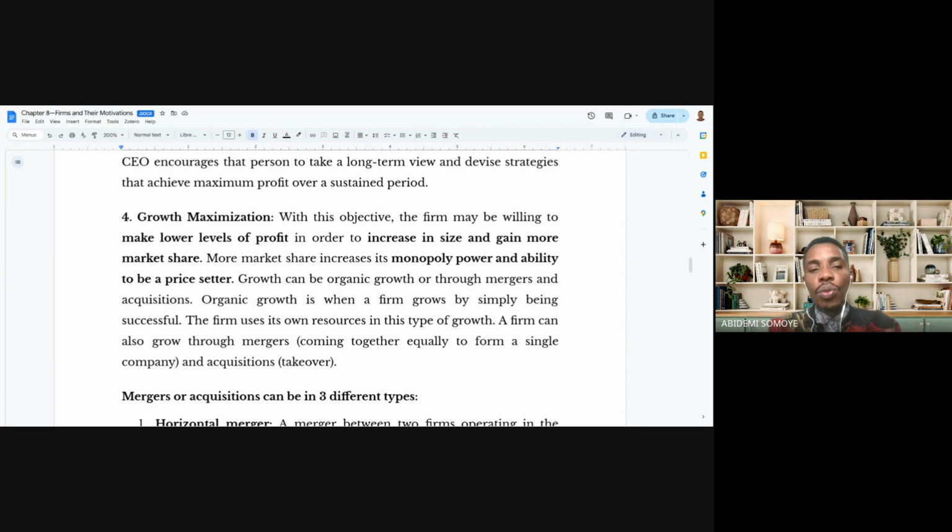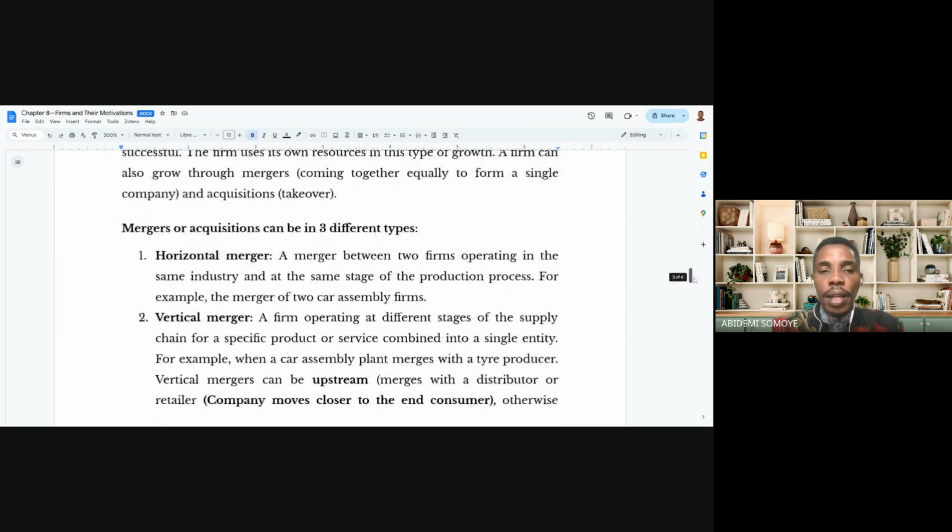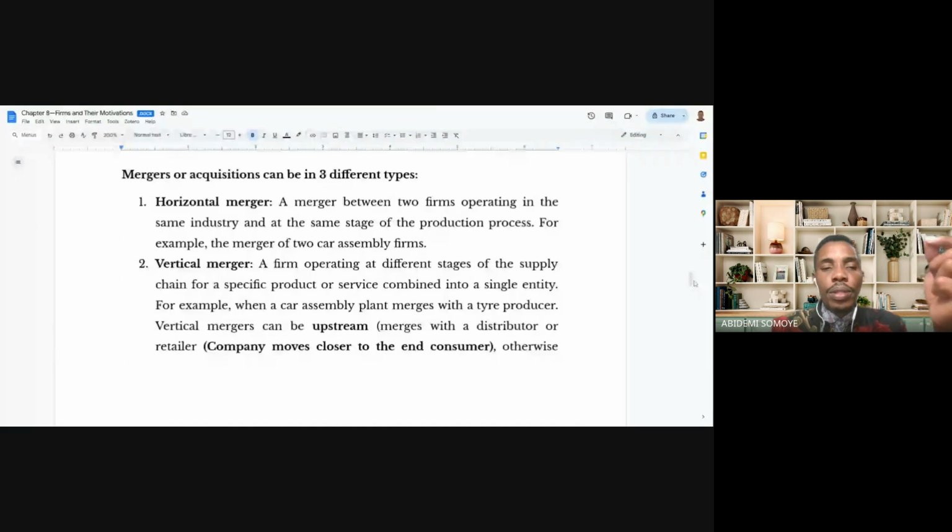The firm can also go through mergers, okay? Mergers are companies coming together equally to form a single company, or a firm can go through acquisition by taking over another company. All right, so merger, two companies coming together. Acquisition, when one firm acquires another firm, or when one firm buys another firm, or when one firm takes over another firm. Okay, so mergers and acquisitions can be of three different types. You can have horizontal, you can have vertical, you can also have conglomerate.